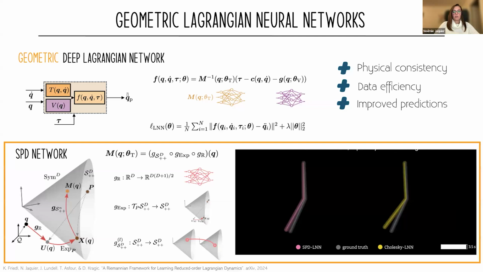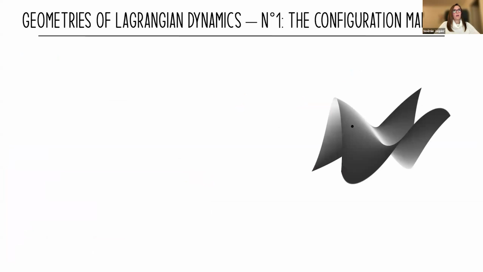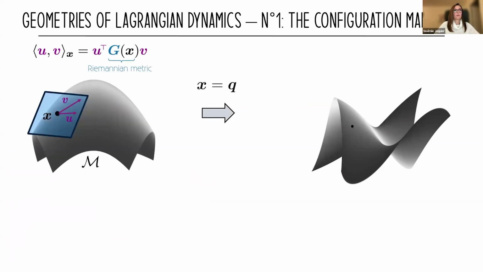What we are still missing is that those networks really don't scale with the dimensionality. So they are fine with, let's say, 2, 4, eventually 7 dimensions. But higher than that, usually they just break. So what we can do here is to, again, exploit the geometry of Lagrangian dynamics. So we can exploit the configuration space manifold, the same as what we saw before.